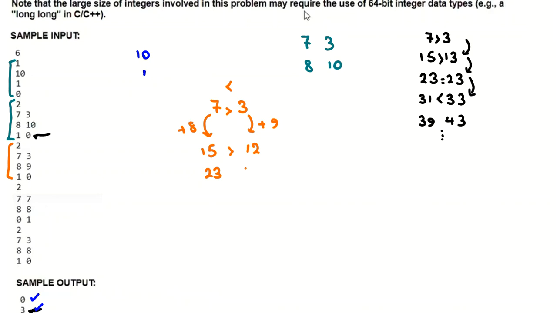23 plus 8 plus 9, 21 plus 8, 31 plus 9, 30 plus 8, 39 plus 9, 39. So greater. In the next step, this one plus 8 is 47. This one plus 9, 48. This one is greater. After how many steps? So 1, 2, 3, 4, 5 steps.